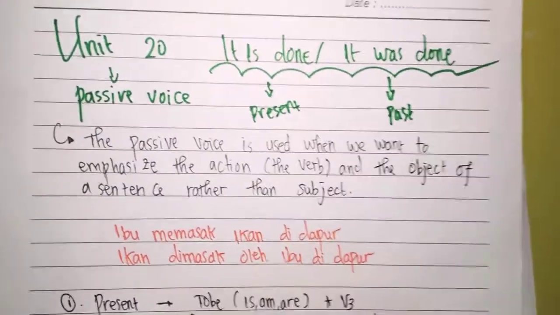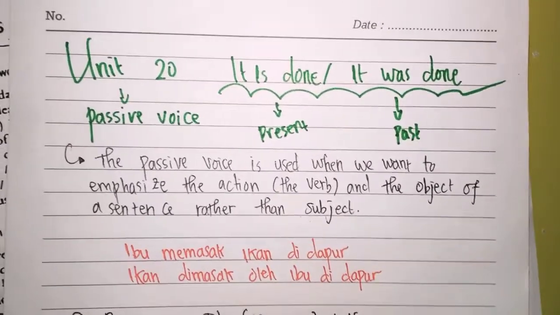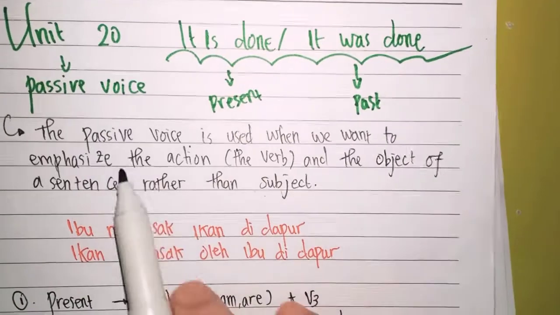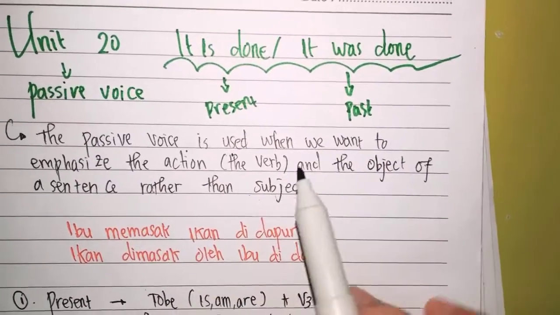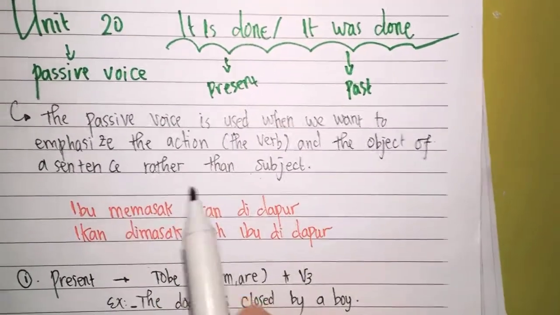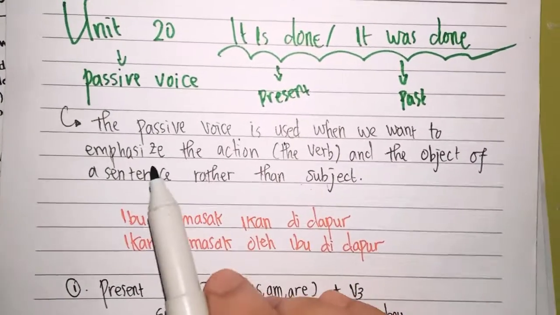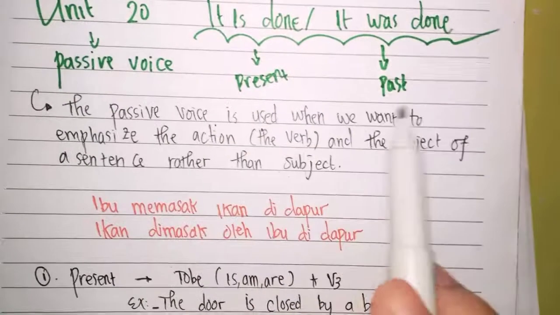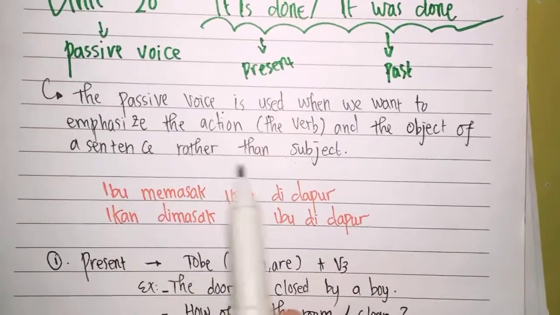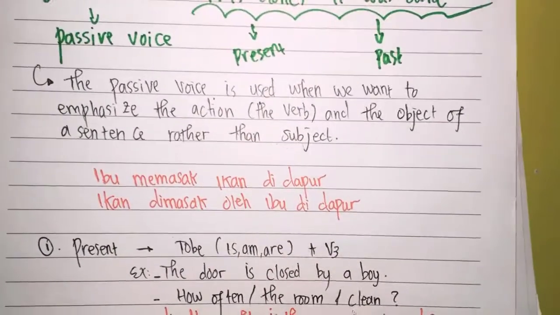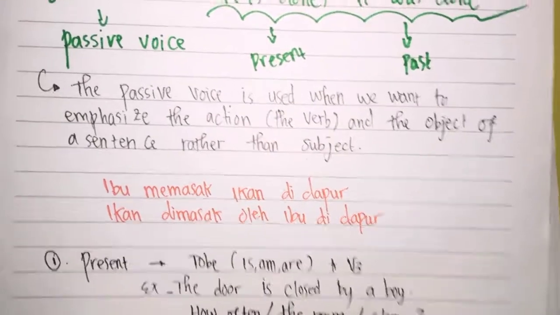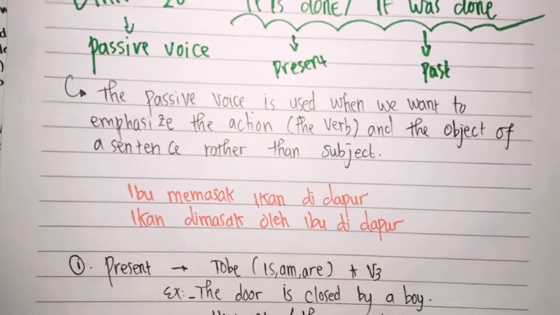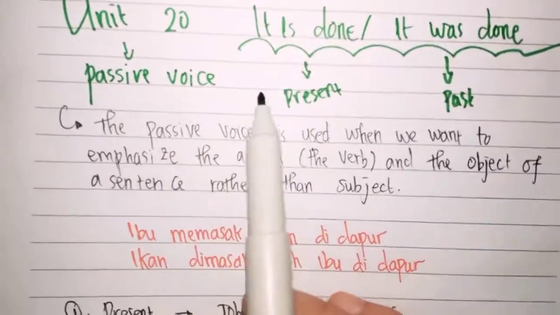So first of all, we have to know what is the function of passive voice. The passive voice is used when we want to emphasize the actions or the verb and the object of a sentence rather than subject. Jadi passive voice ini digunakan ketika kita ingin menekankan aksi dan objek dalam suatu kalimat daripada subjeknya. Kita ingin memperdulikan kata kerjanya dan juga objeknya terlebih dahulu daripada subjeknya, exactly. So that's why we say it is a passive voice.